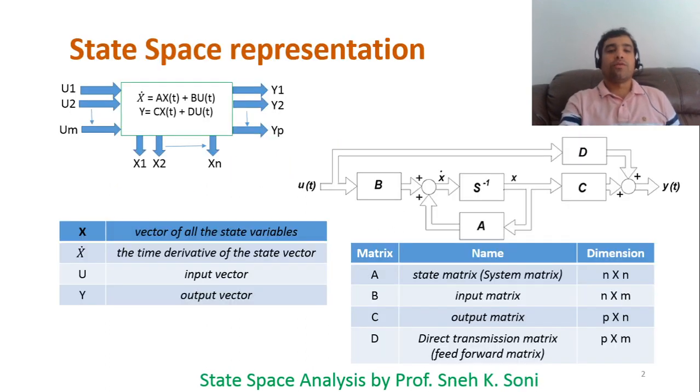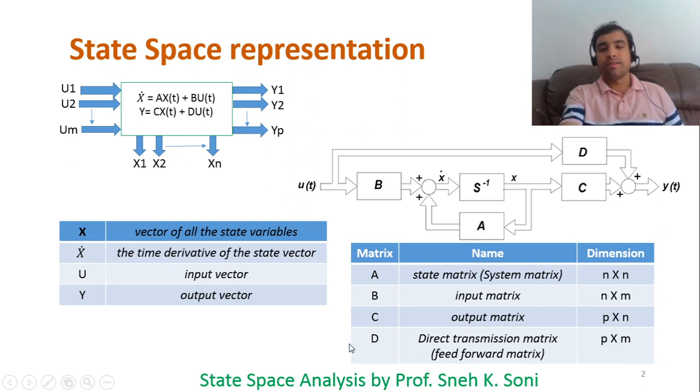First of all, we are already familiar with this block diagram and these equations, where we represent the system with the help of state variable equations: x dot is equal to Ax(t) plus Bu(t), y is equal to Cx(t) plus Du(t). U stands for input, and m stands for the number of inputs. Y is my system output, and p stands for the number of outputs. x1, x2 up to xn are my state variables. In detail, matrix A is the state matrix and its dimension is n cross n. B is the input matrix, with dimension n cross m. C is the output matrix, with dimension p cross n. And D is the direct transmission matrix, with dimension p cross m.